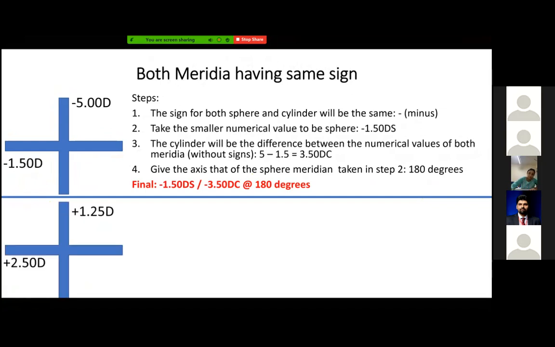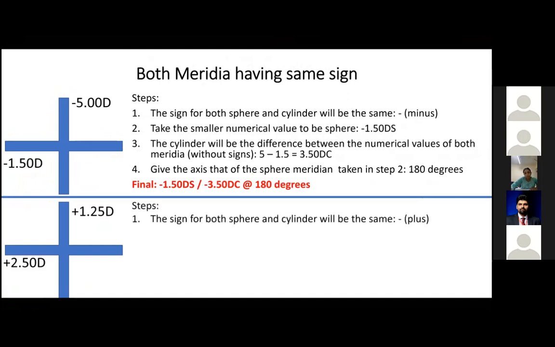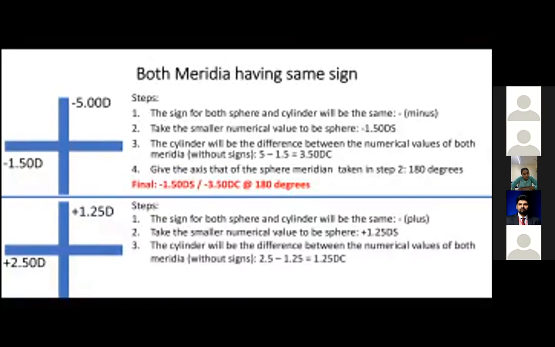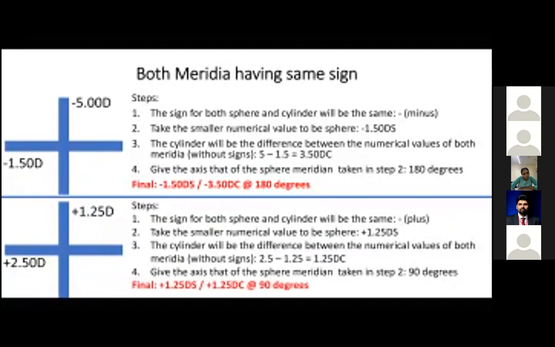For a compound hyperopic astigmatism, again we do the same thing, except that everything is plus. So the sign for both sphere and cylinder will be plus. The smaller numerical value will be the sphere, 1.25. The cylinder will be the difference between the two numerical values, again 1.25. The sign of the cylinder is plus, and the axis is that which was taken of the sphere originally. So the final prescription for this hyperopic astigmatism is plus 1.25 diopter sphere with plus 1.25 diopter cylinder at 90 degrees.